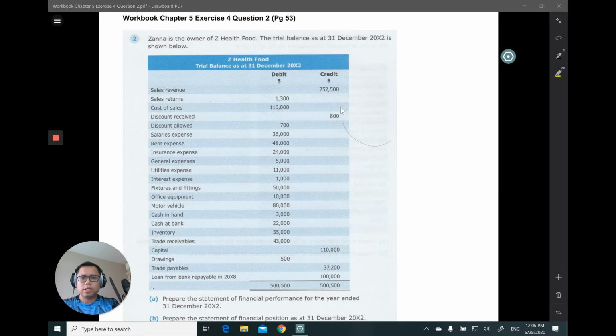Good afternoon, students. Today we are going to go through a workbook question from chapter 5, exercise 4, question 2. This is on page 53 of your workbook. All right.